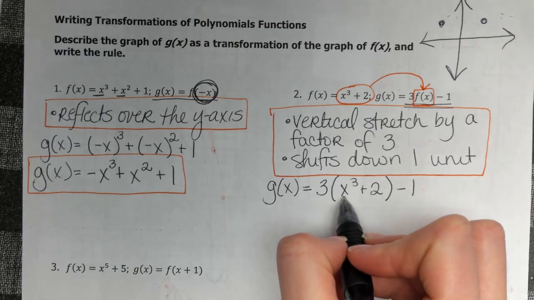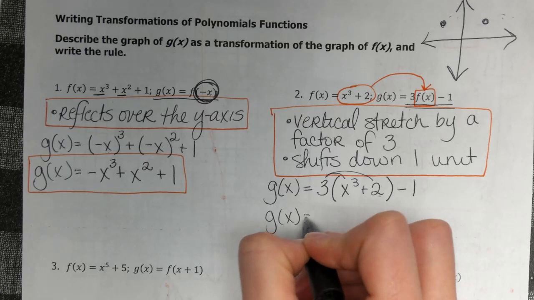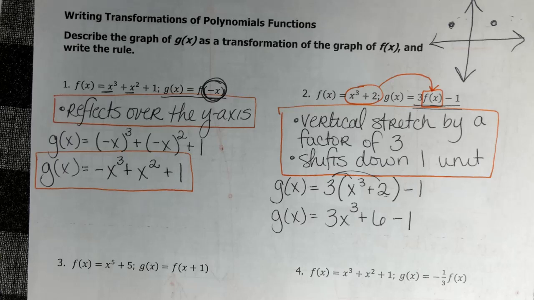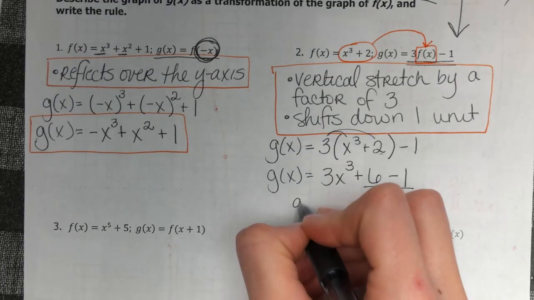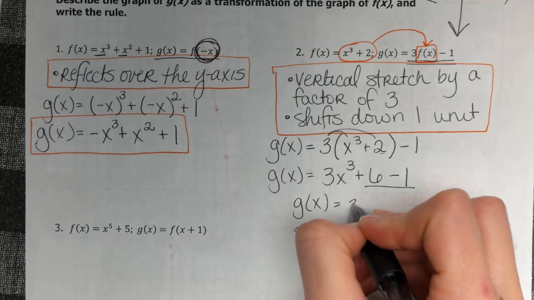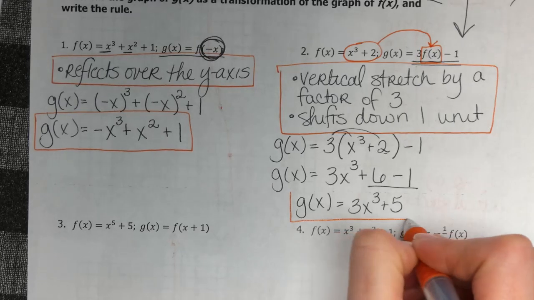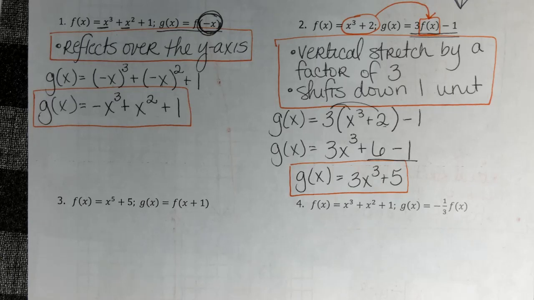So how am I going to multiply this by 3? All I'm going to do is distribute. So g of x is equal to 3x cubed plus 6 minus 1. And then what's 6 minus 1? So my function is g of x equals 3x cubed plus 5. Are y'all okay so far? Okay.